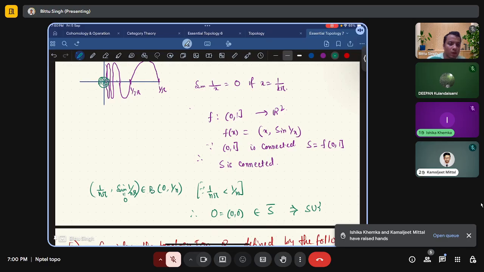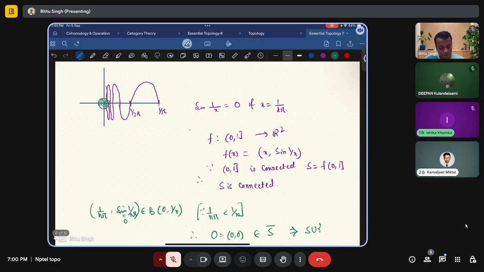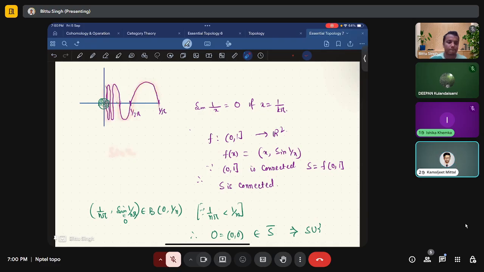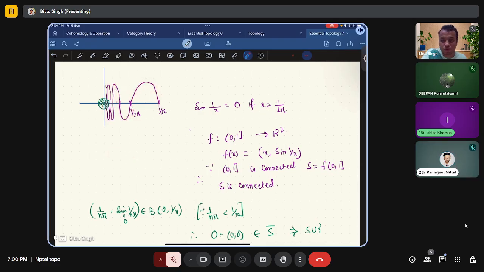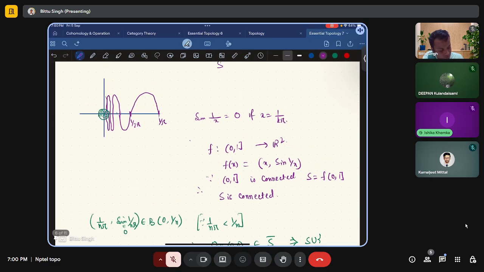Yes, go ahead, any question? Sir, we call it a sine curve. Exactly, it is called the topologist's sine curve. It is used as a non-example and a counterexample in topology, which will be seen later. So this curve is known as the topologist's sine curve.